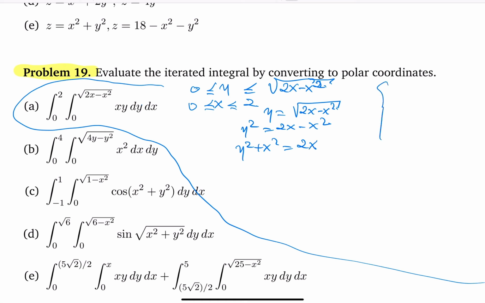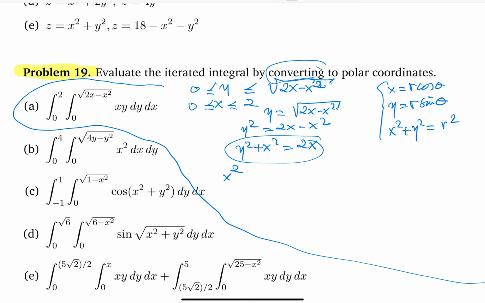And remember, to convert from x and y to polar coordinates, x is r cosine theta and y is r sine theta, and then x squared plus y squared is equal to r squared. You have to know it. So x squared plus y squared is equal to 2x means r squared is equal to 2r cosine theta. I replace x and y by those values.